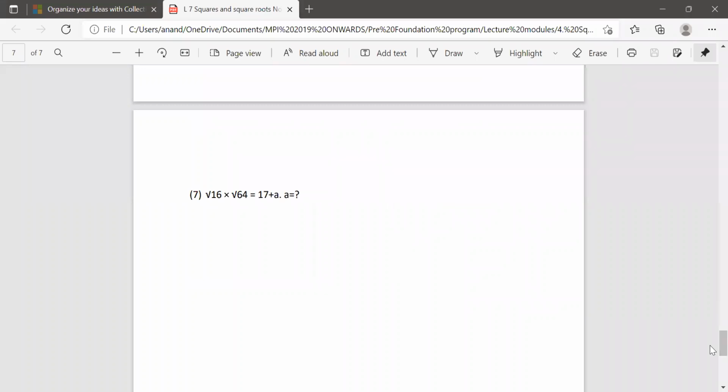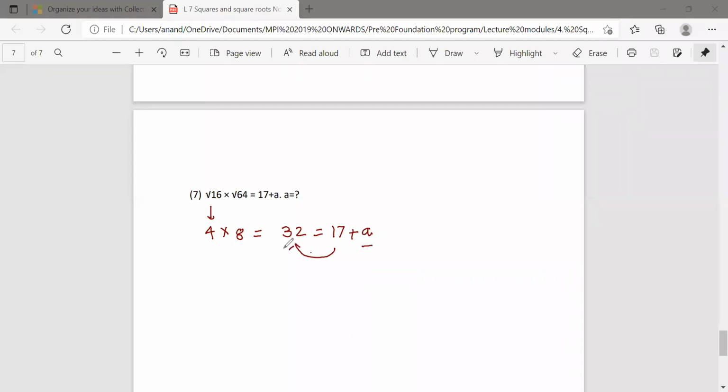Root of 16 plus root of 64 is A plus 17. What is root of 16? 4. What is root of 64? 8. So 8 fours are 32 is 17 plus A. What will be A? I will simply transfer this 17 on this side. So A will be 32 minus 17, that is 15. That was simple. Then let us go to the next.